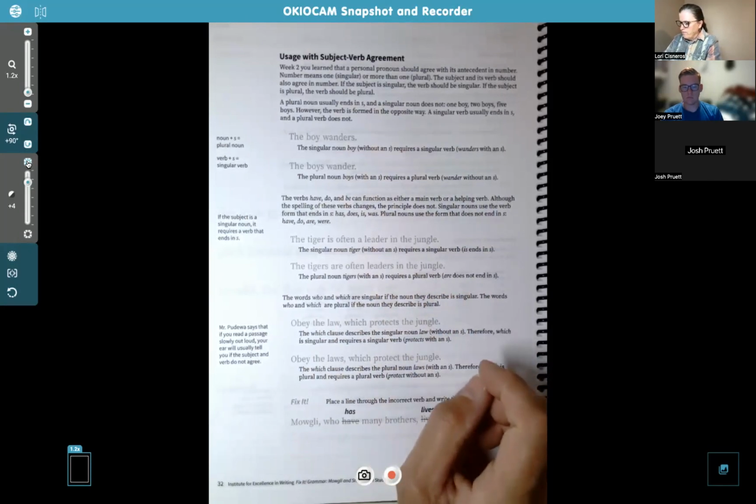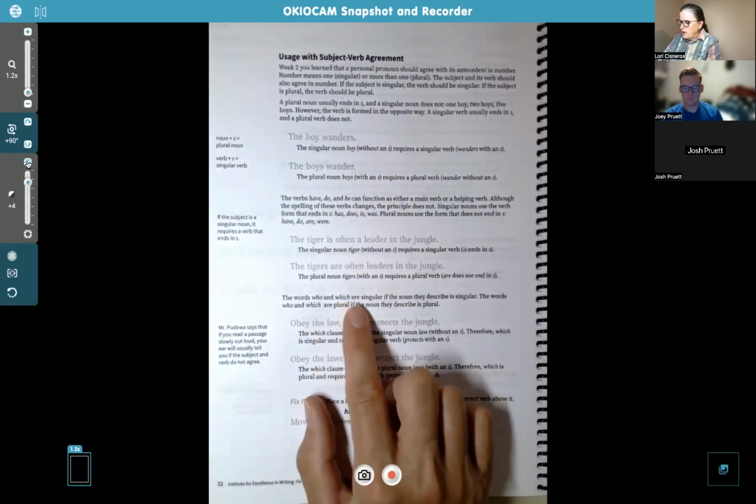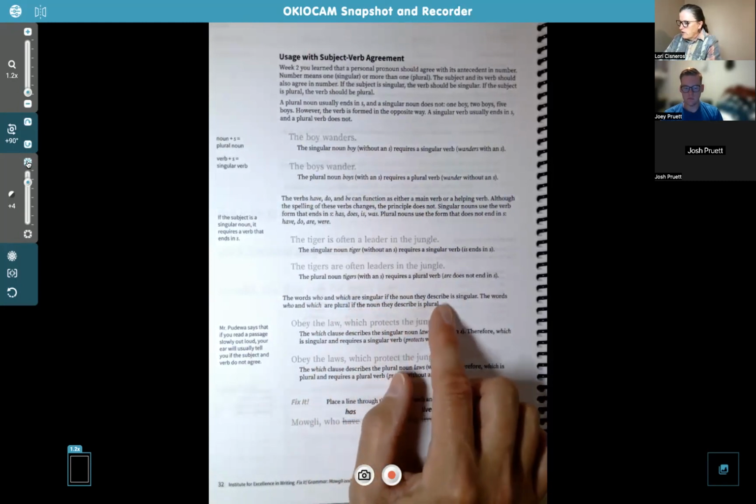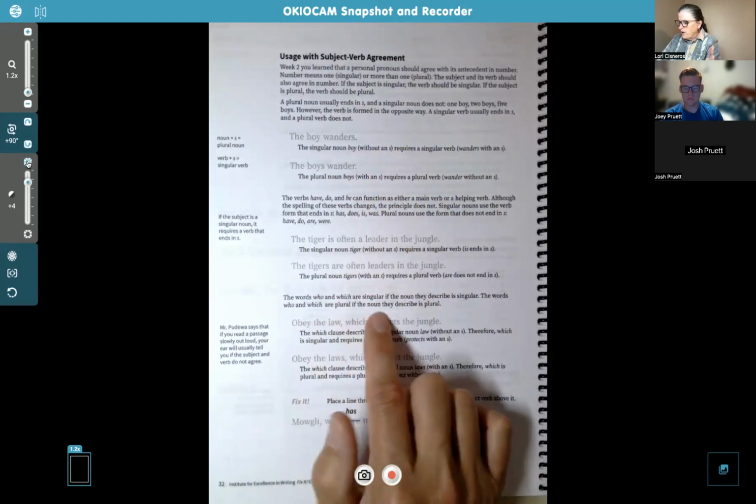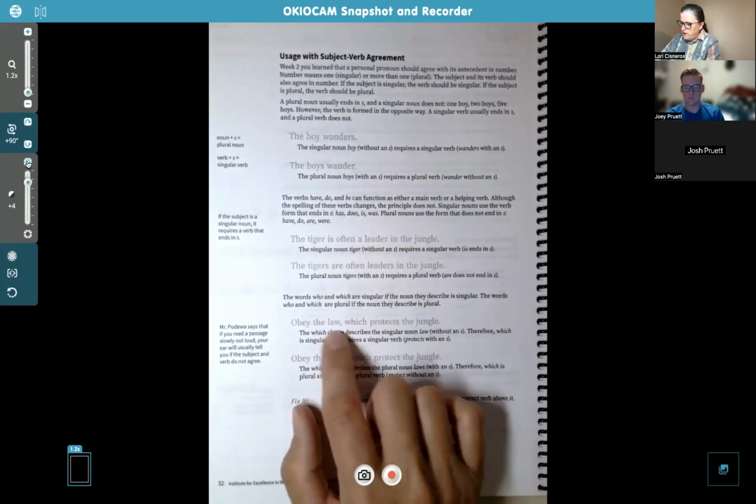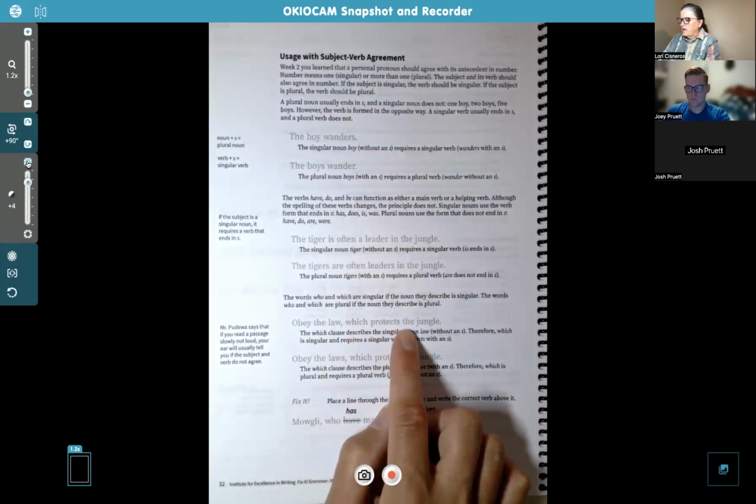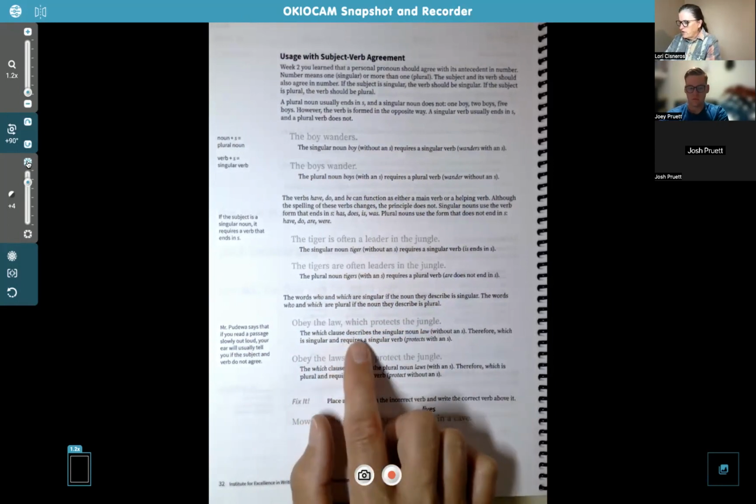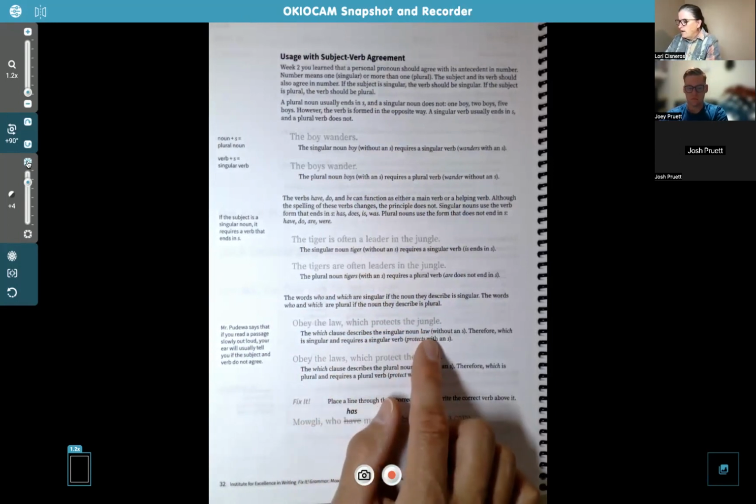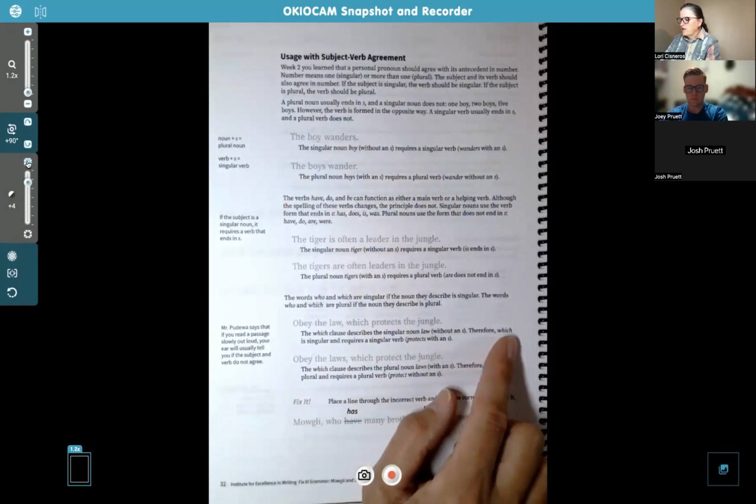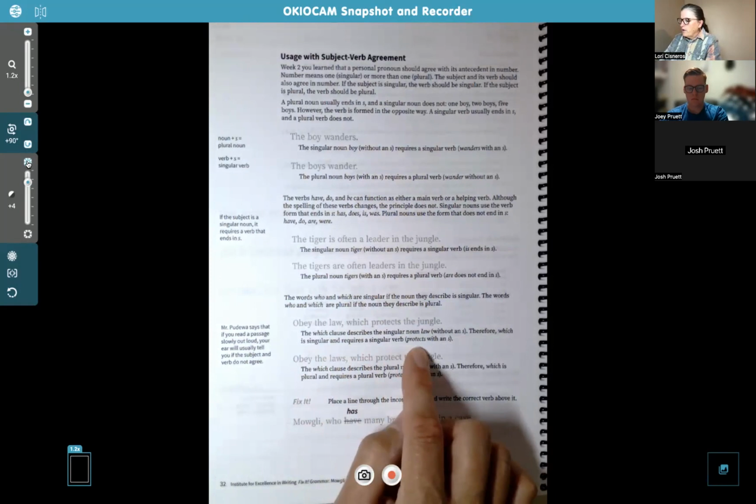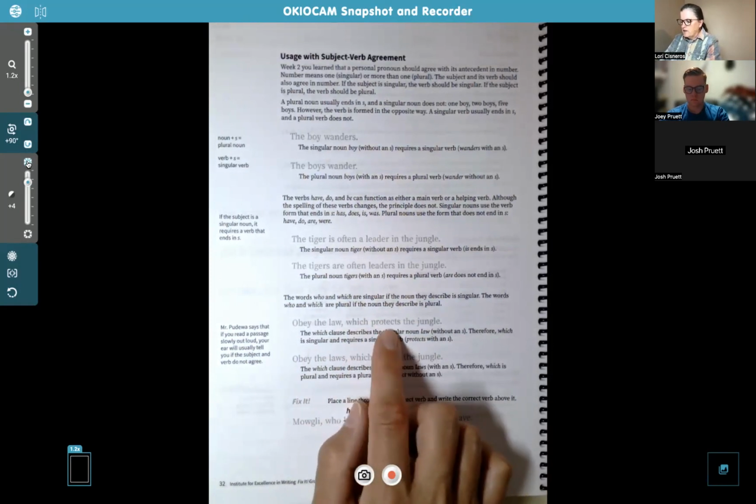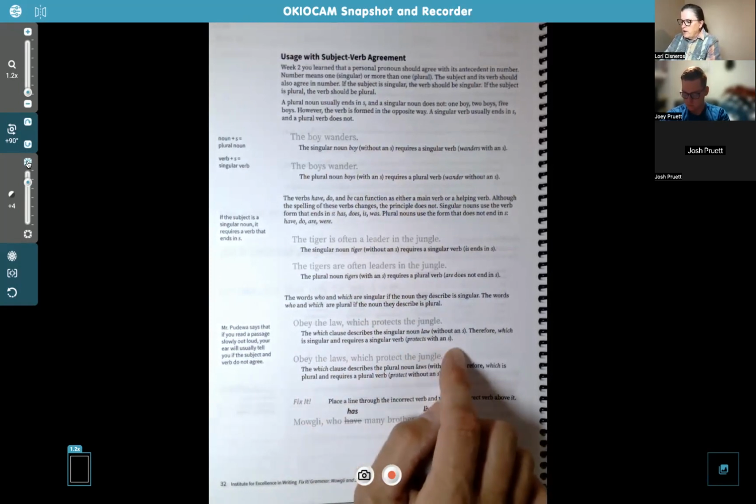There you go. The words who and which are singular if the noun they describe is singular. The words who and which are plural if the noun they describe is plural, so obviously those don't change. Obey the law which protects the jungle. Which describes a singular noun, law, without an S. Therefore, which is singular and requires a singular verb. Protects, so which protects, that's where it comes in with the S.